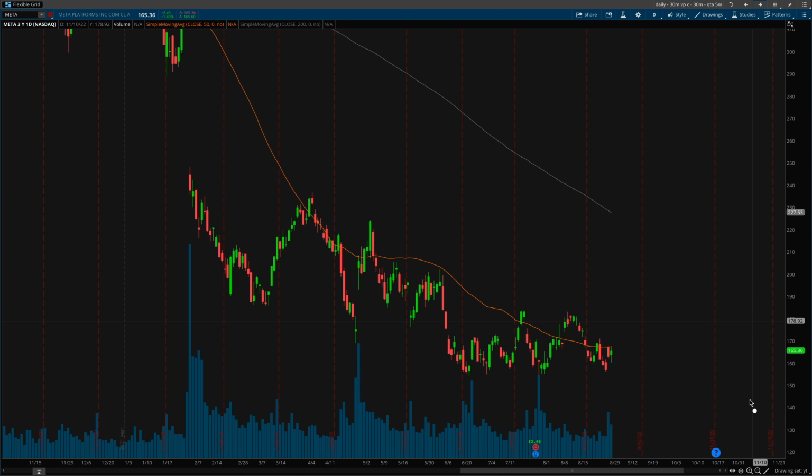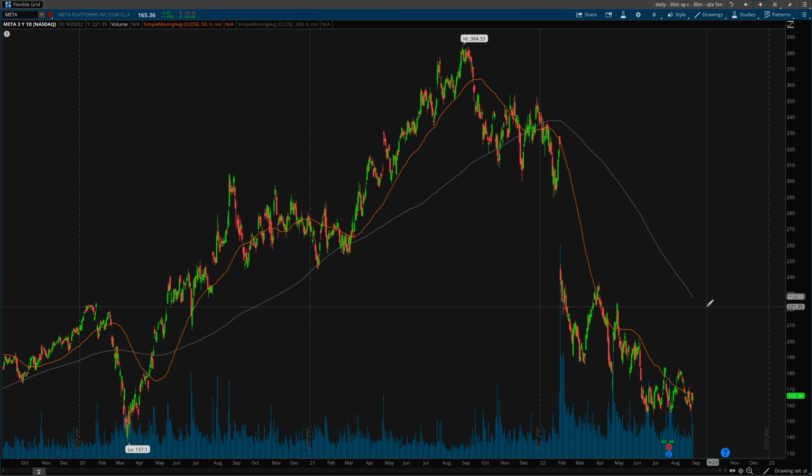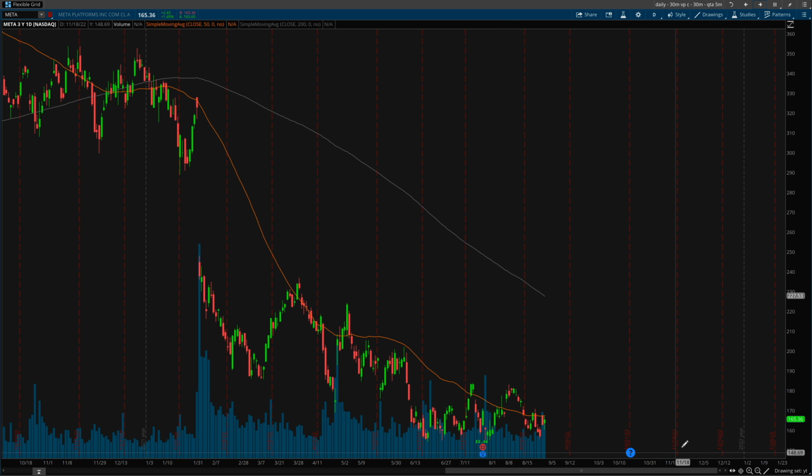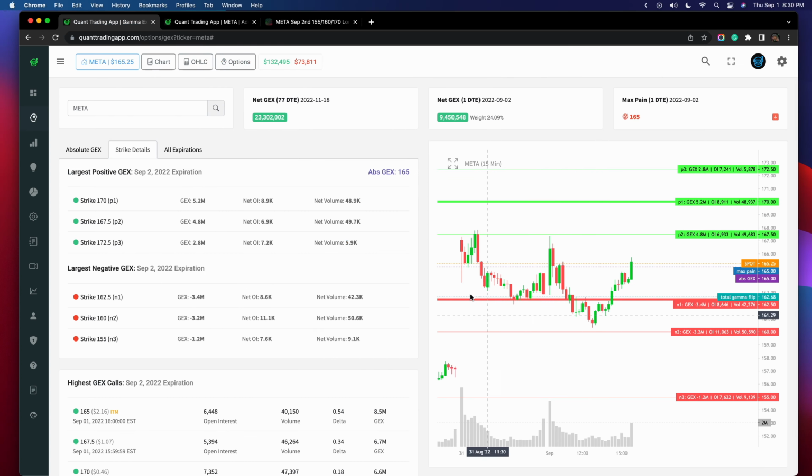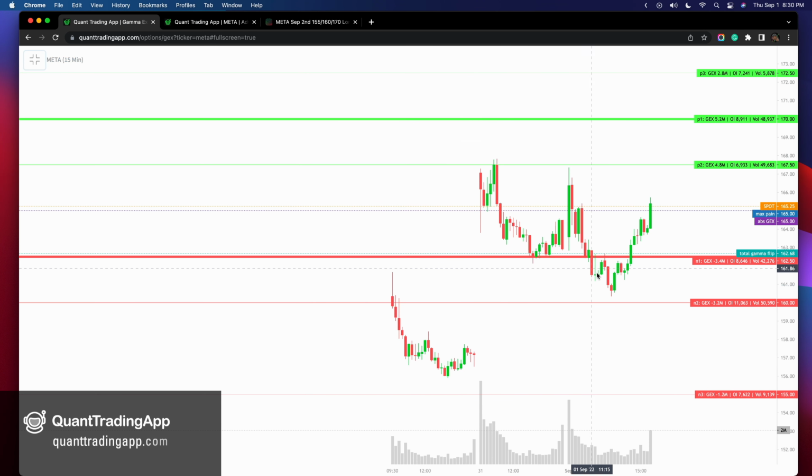If we take a look at it again on the daily time frame, you can see that it spent a lot of time around this 160 area. Whether it's being accumulated or distributed is something we'll figure out in the future. But I like this area down here for Meta, so I'm keeping it on watch as it's presenting a lot of beautiful trades down in this area, both intraday and for a swing trade. If I point out the gamma exposure, this right here is from the Quant Trading App site.